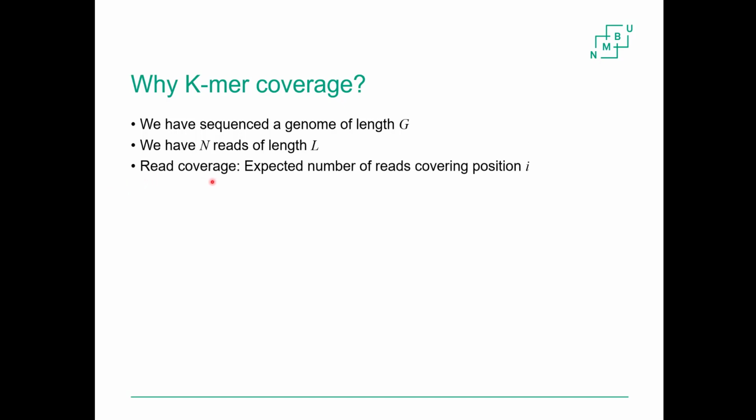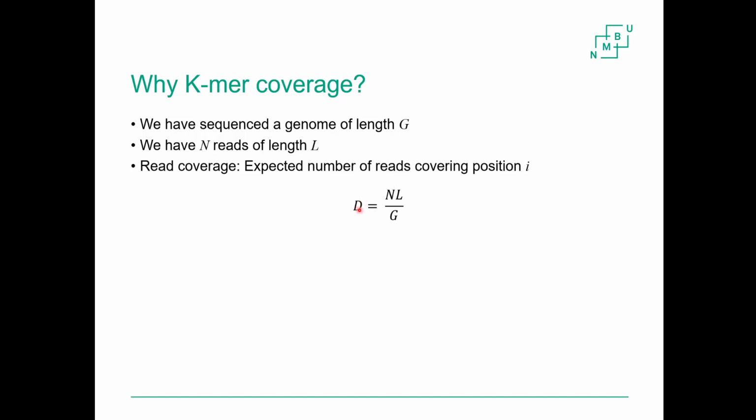Read coverage, that's something we have seen before. Expected number of reads covering position i. So we just consider any random position of these capital G positions, and then the expected number of reads covering this is the read coverage. And this, of course, reflects how much we have sequenced, right? So larger n gives a larger coverage, or a larger L gives a larger coverage. And here's the formula for it.